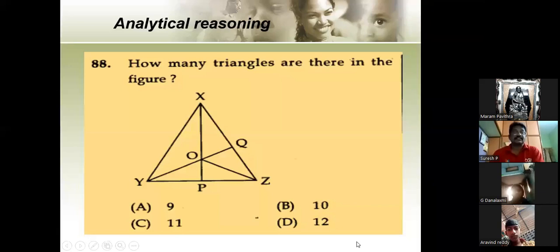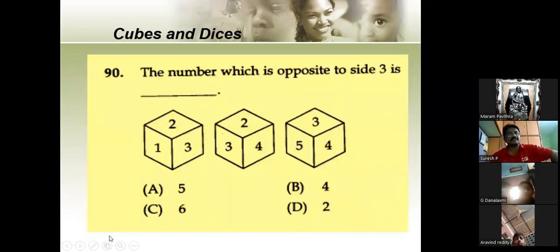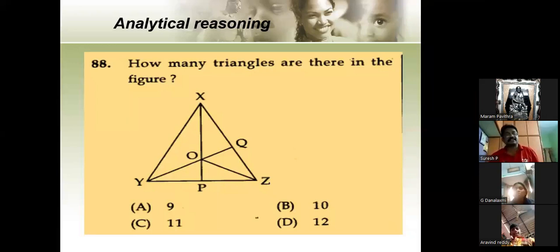Next one is analytical reasoning. Analytical reasoning means you have to identify how many triangles are there. You have to count the number of triangles in the figure. There is a simple logic, a simple method, for this. Later I will explain how we are going to identify the number of triangles.